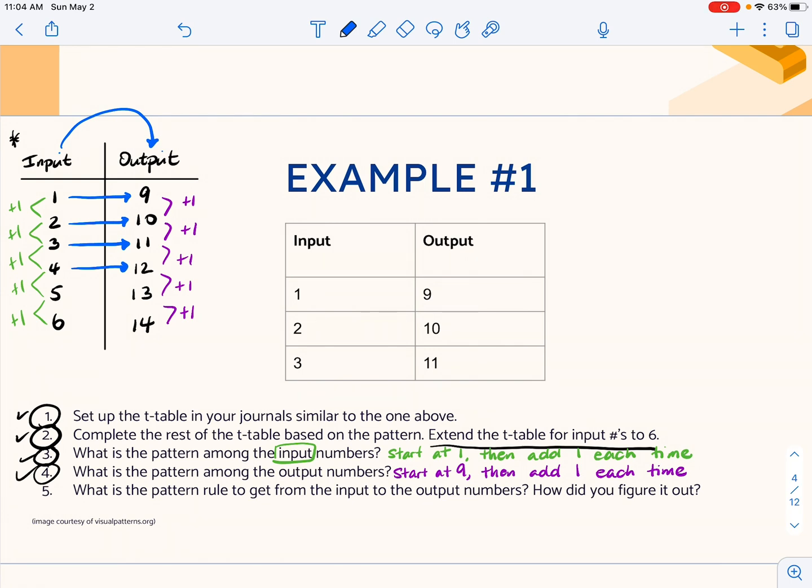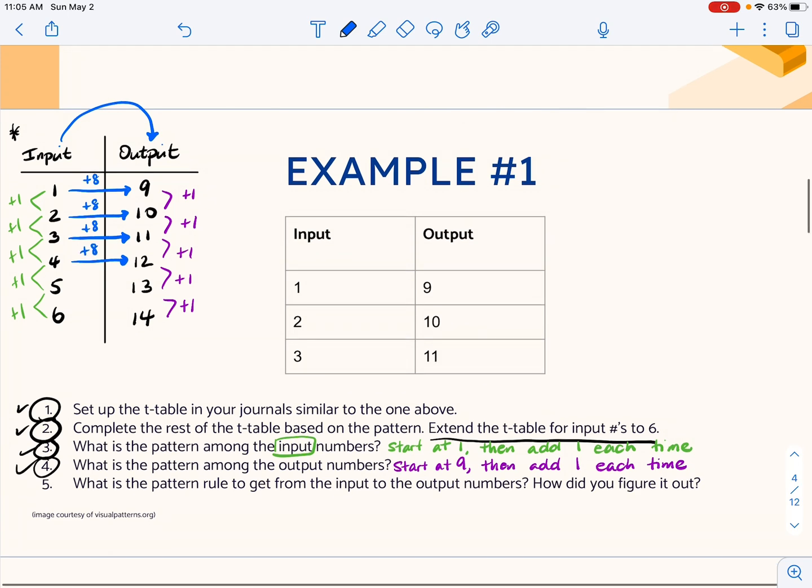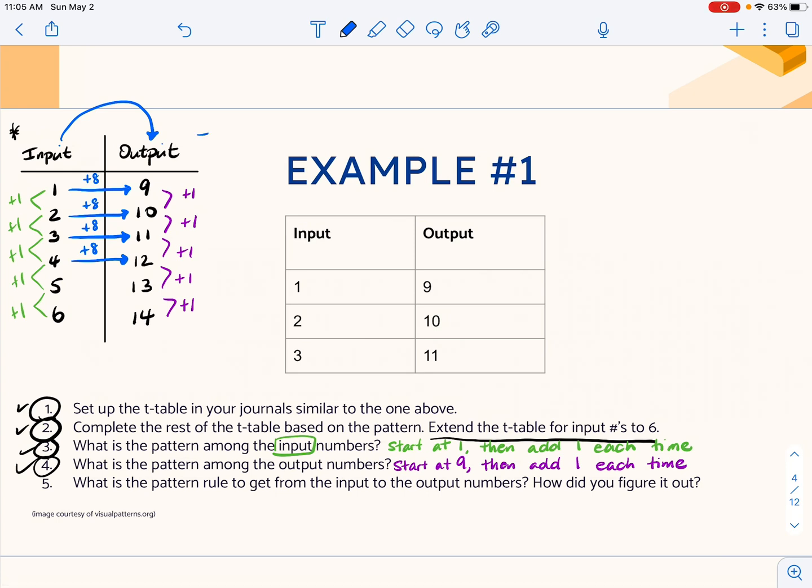Well, if you've had a chance to think about it, the difference between 1 and 9 is that you add 8, right? The difference between 2 and 10 is that you add 8. The difference between 3 and 11 is that you add 8. And the difference between 4 and 12 is that you add 8. So in this case, this is an example of a one-step pattern rule because you only need one operation to get from the input to the output.